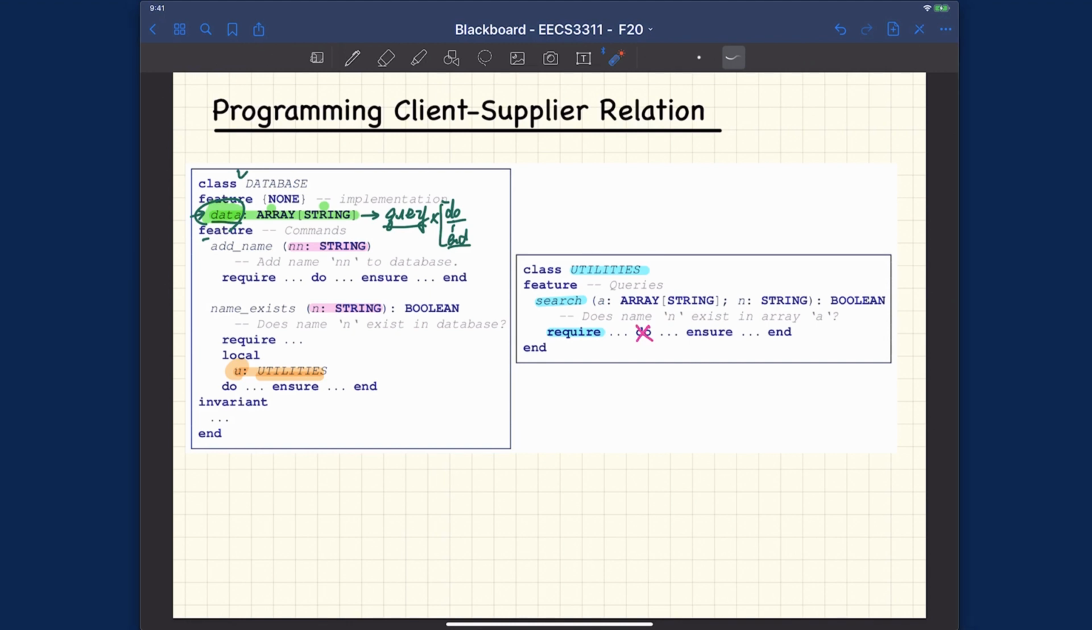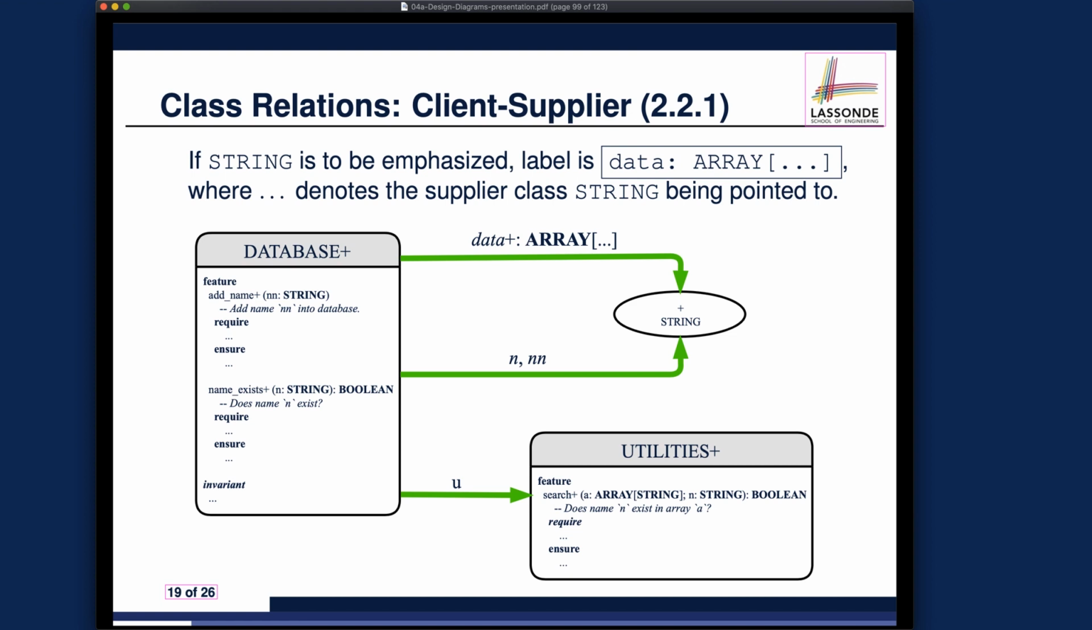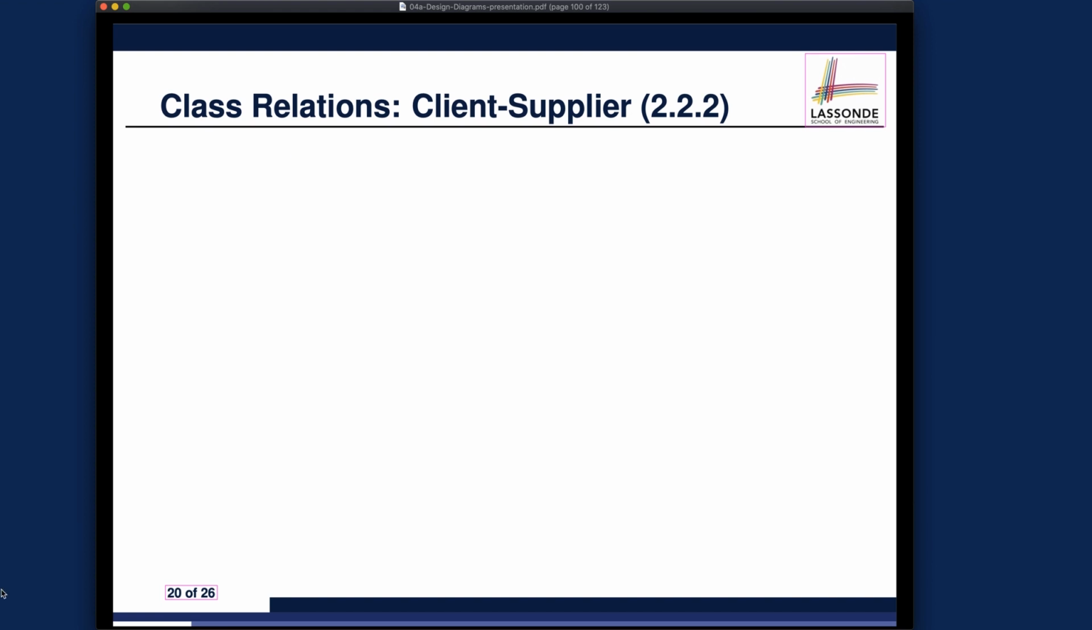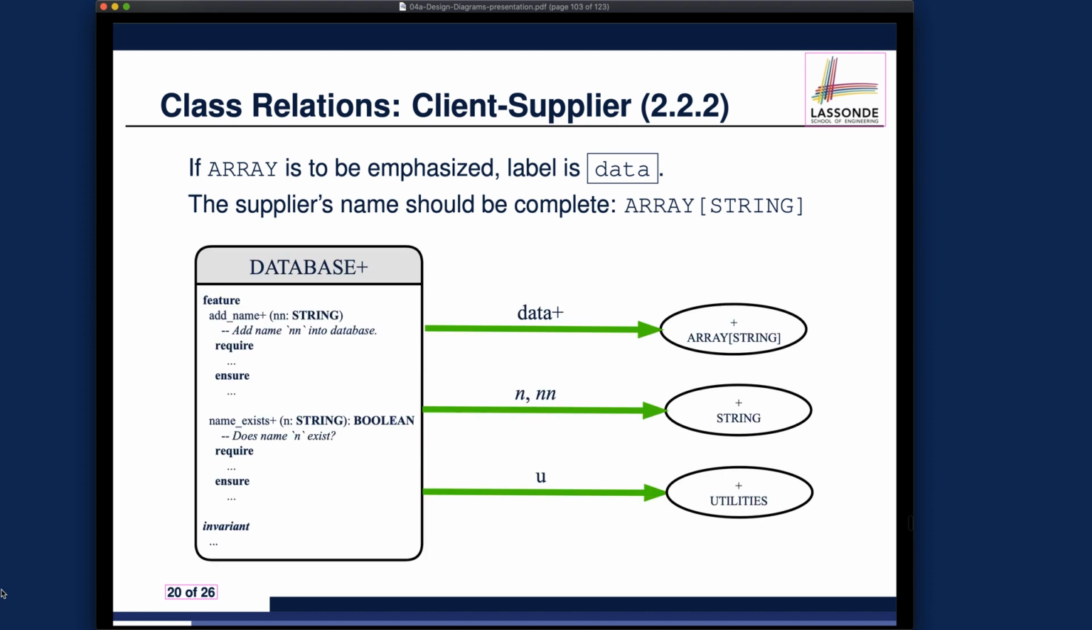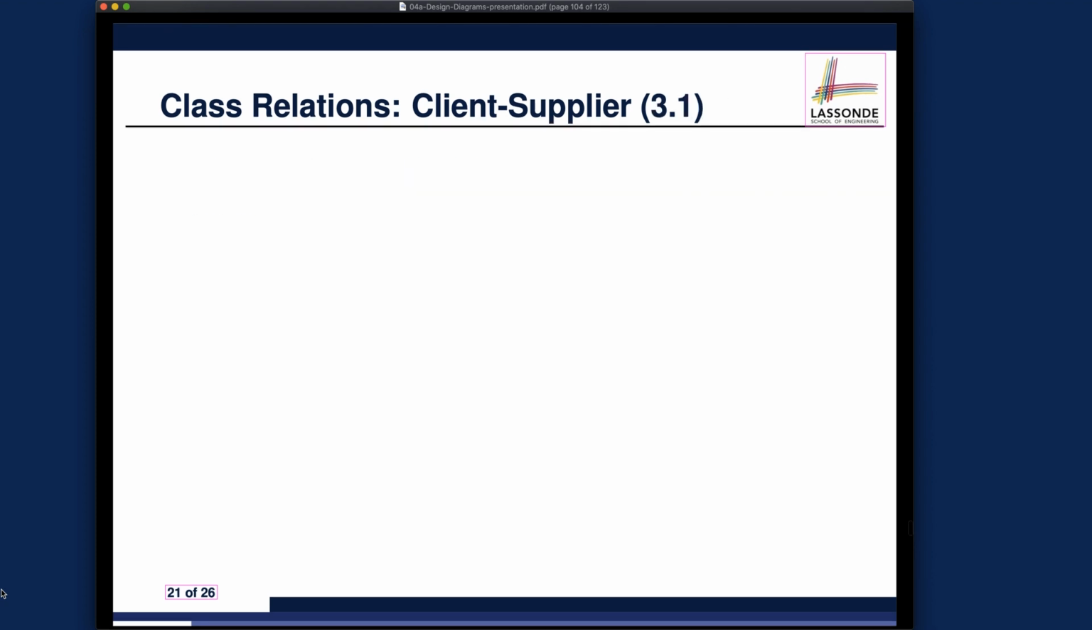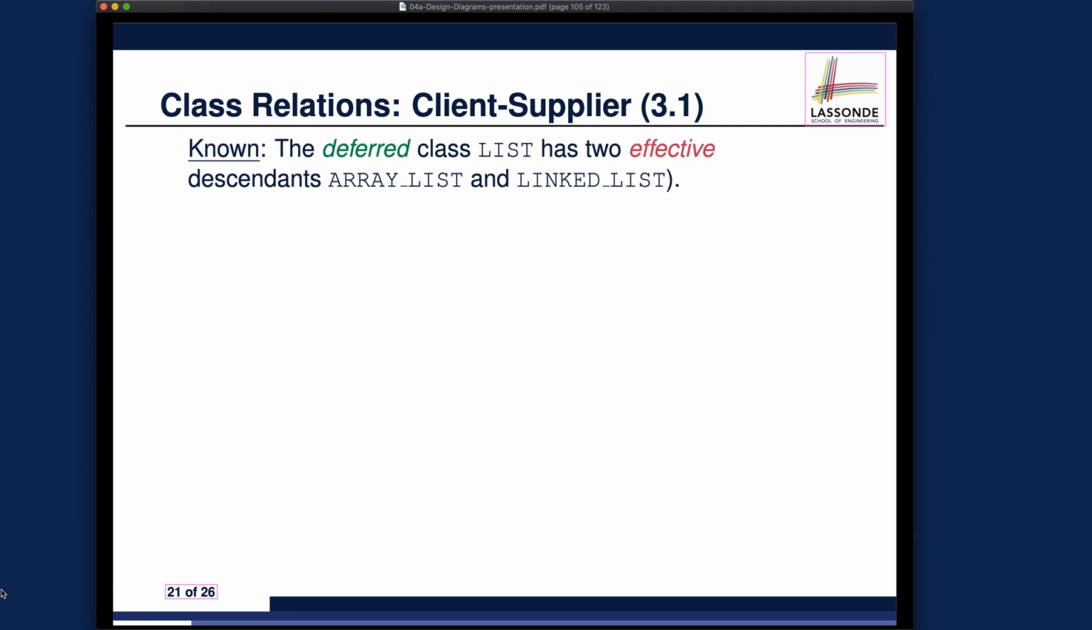Okay, so now let's return back to the slides to finish off this particular example. Please make sure you understand the two approaches. So now let's do another example. Oh, before I do that, this is just the second way, right? I already illustrated that in detail. So let's do another case study. Let's say we've got the list being a deferred class, and you've got the effective descending classes array list and linked list. So now I have a design question for you about which design is better.